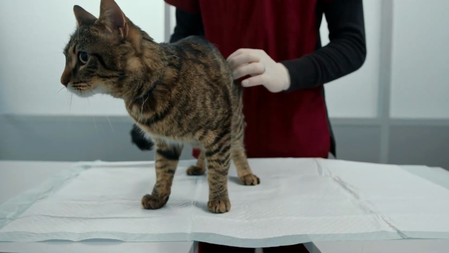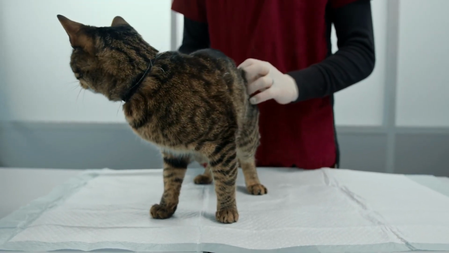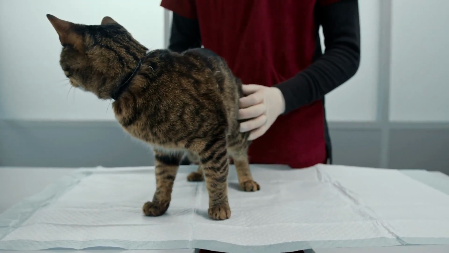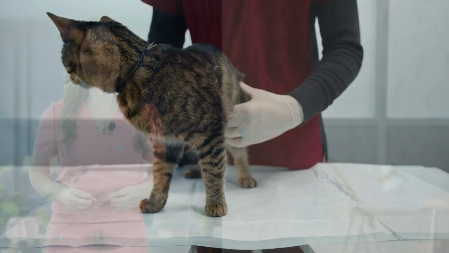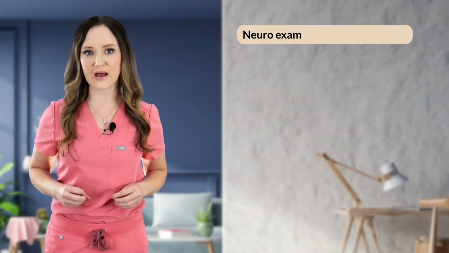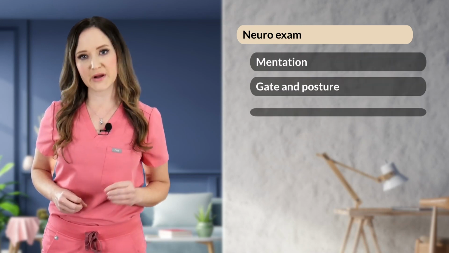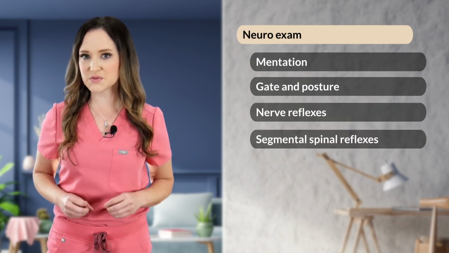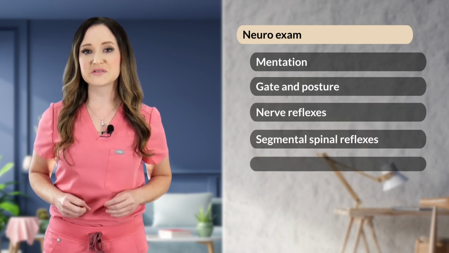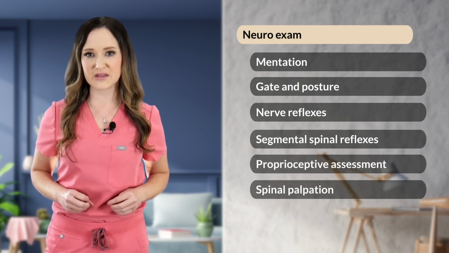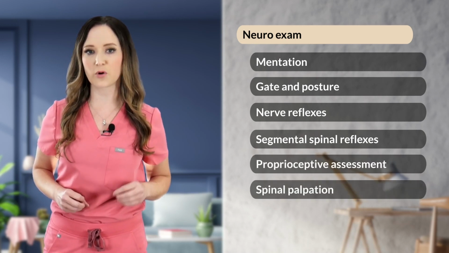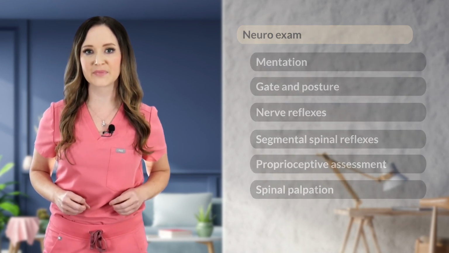Let's start with a slightly more detailed description of how to evaluate the neurologic system. Complete evaluation of the neurologic system includes evaluation of the following items: mentation, gait and posture, cranial nerve reflexes, segmental spinal reflexes, proprioceptive assessment, and spinal palpation starting at the cervical spine and working your way to the lumbosacral spine. It also includes evaluation of nociception, or the neural processes of encoding and processing noxious stimuli.